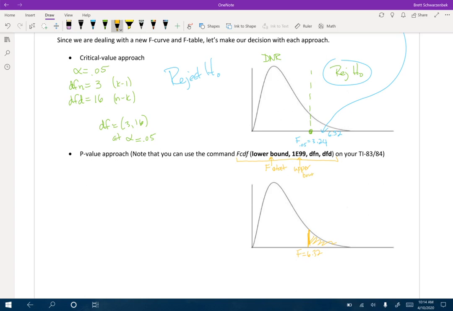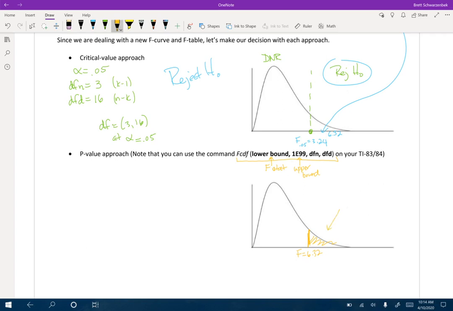No matter what, the upper bound is always the highest number you can think of, essentially. The last 2 numbers are going to be DFN and DFD. It's going to be very straightforward. So in order to find this area right here, what are we going to do?